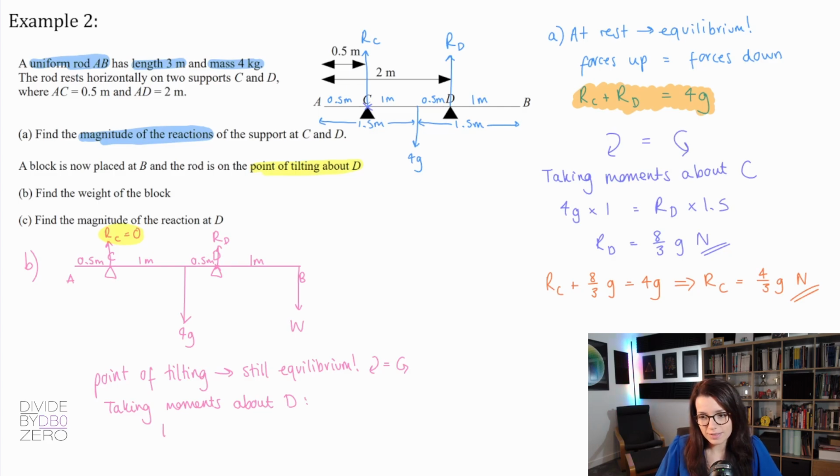So that would give us W times 1 equals 4G times 0.5. RC is 0, so we don't need to count that in our moments. That means W equals 2G newtons.